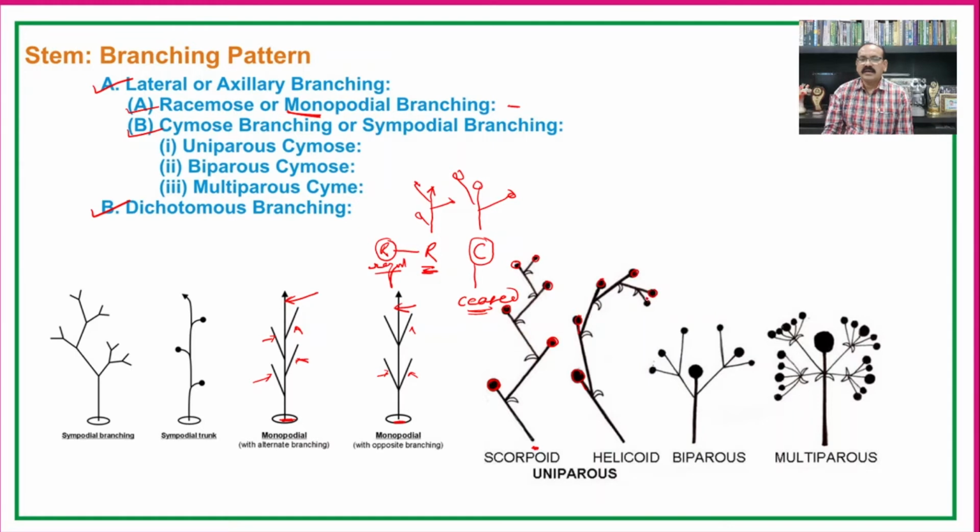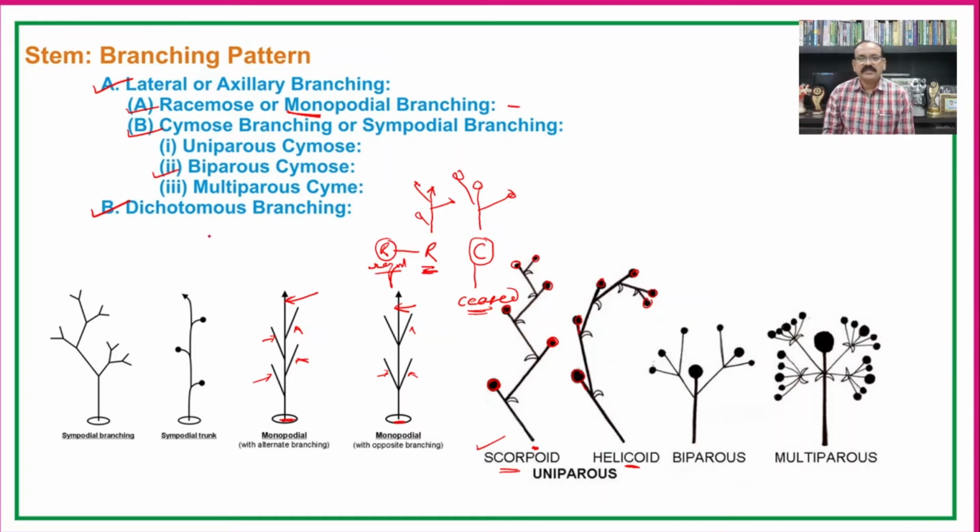So there are again two different types in the case of uniparous cymose. If the branches develop on both sides alternately, one at a time on the left side and another on the right side, then it is known as scorpioid type of branching. But if the branches develop on only one side, then such a uniparous cymose is known as helicoid type of branching.